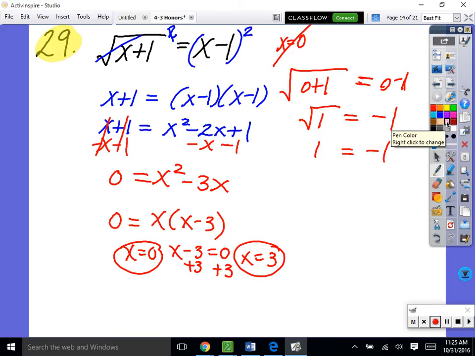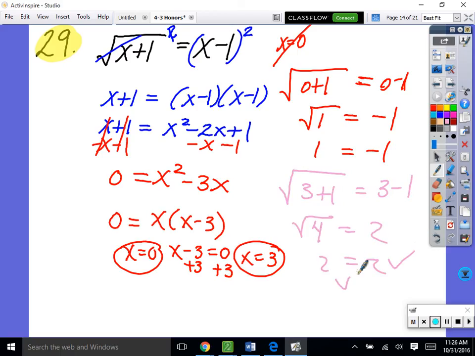Okay, now let's check for x equals 3. Does the square root of 3 plus 1 equal 3 minus 1? So that's the square root of 4 equals 2. 2 equals 2. So that one truly was a solution because that's a true statement. So we throw this one out.